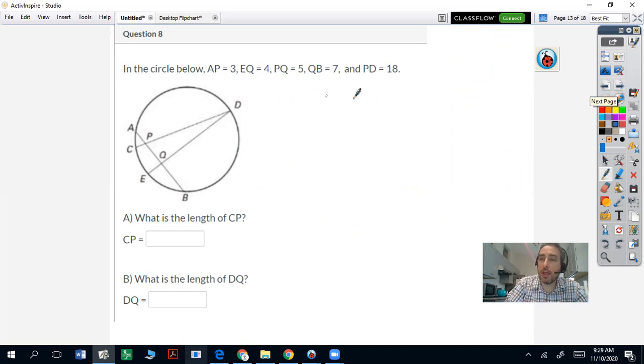All right, question number 8. This is a big circle. I, again, suggest that you draw this out and label it. So let's start with what I have given. I have AP is 3. I have EQ is 4.